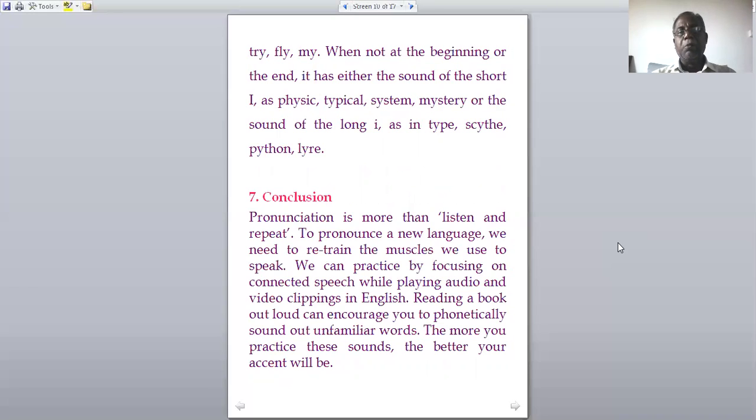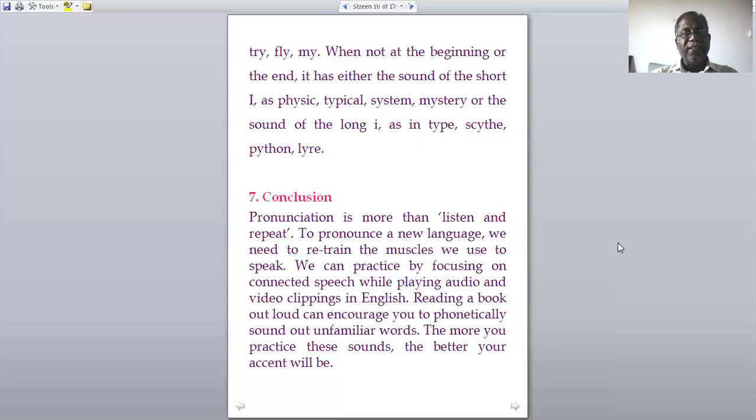When not at the beginning or at the end, it has either the sound of the short I, as in physic, typical, system, mystery, or the sound of the long I, as in type, Seth, Python, liar, etc. So you need to pronounce. You will come to know that it depends on the first part, middle of the word, or last letter of the word, where we have that particular letter W and Y. These are diphthongs.